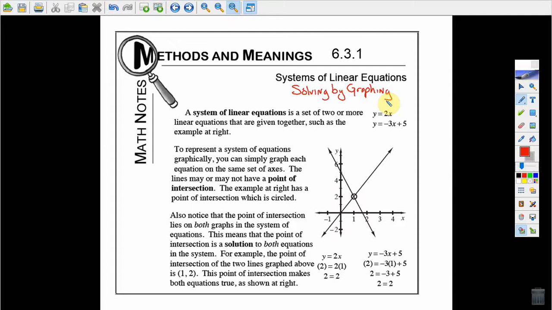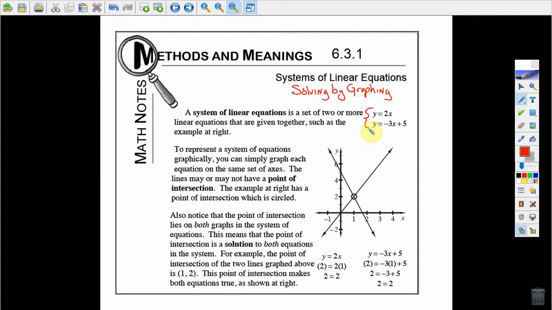So they start us off with a little definition here. A system of linear equations is a set of two or more linear equations that are given together, such as the example at the right. To represent a system of equations graphically, you can simply graph each of the equations on the same axis. The lines may or may not have a point of intersection. The example to the right has a point of intersection which is circled.